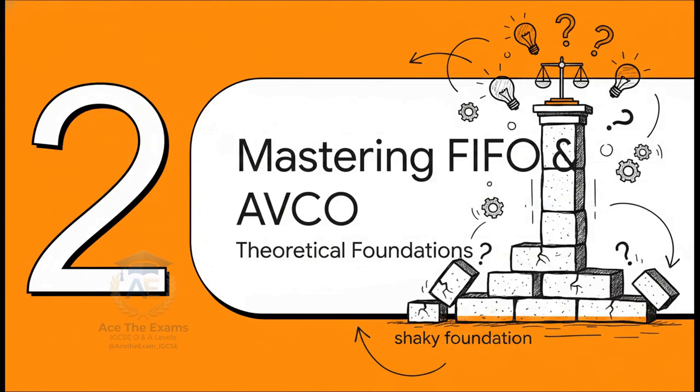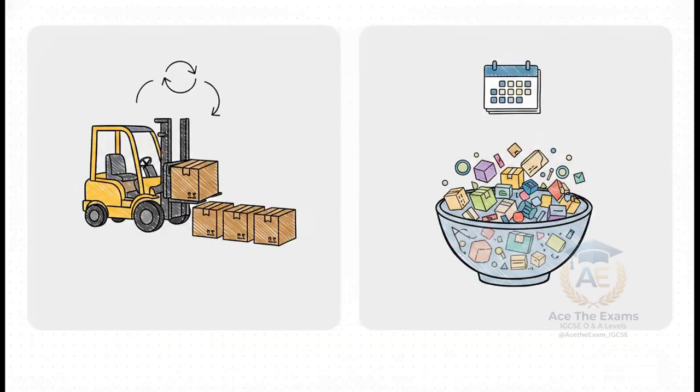Transitioning into Section 2, we must address the theoretical foundations of our inventory methods. The conceptual framework here draws on established principles of systematic analysis, and it requires you to clearly map the visual story of how inventory flows under each specific method.